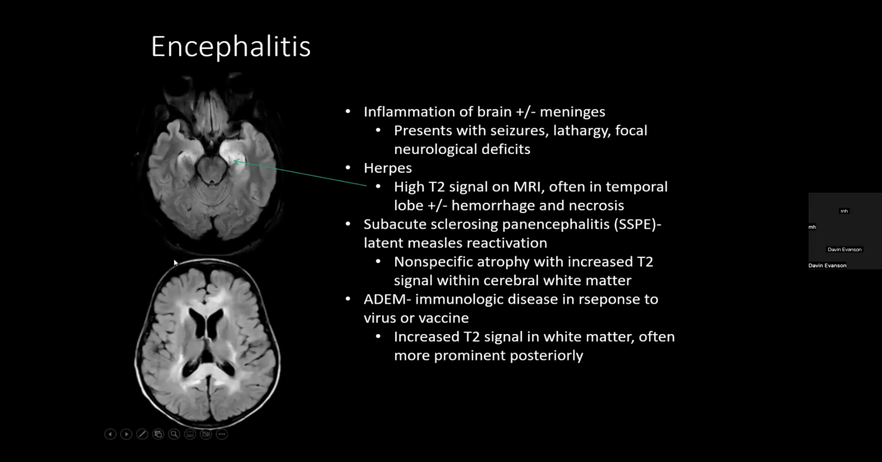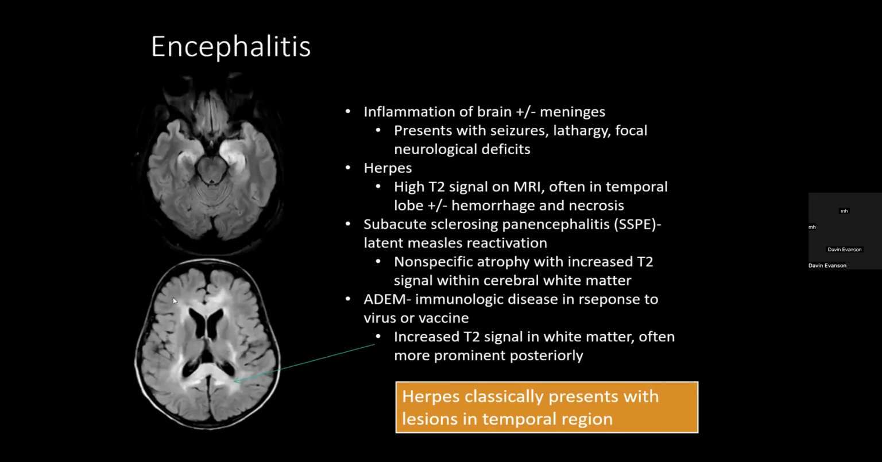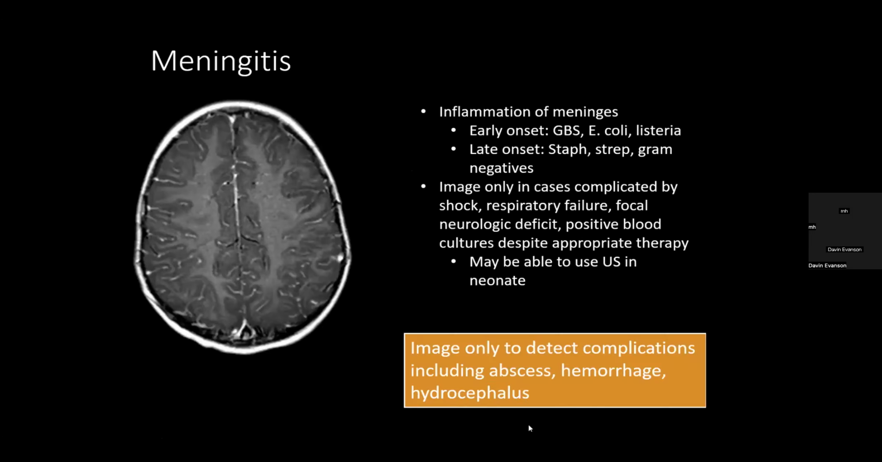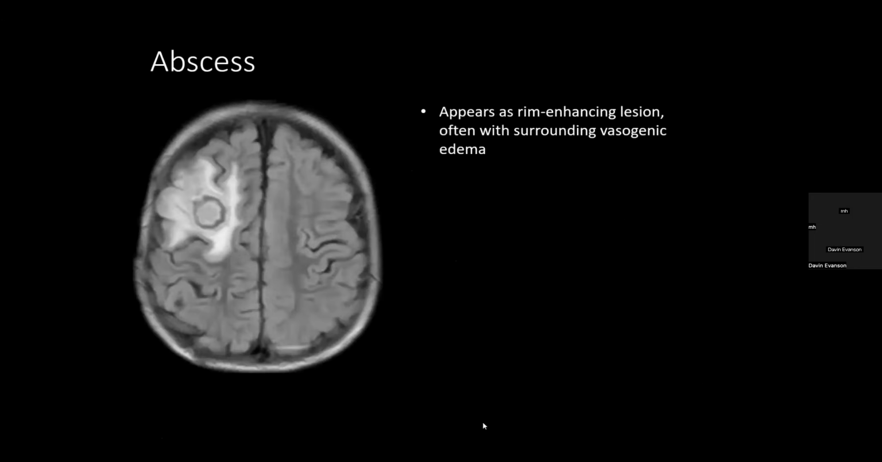Encephalitis will be best picked up with MRI. Again, you watch the intro to MRI video. Some more details about that. Herpes, always worry about it if you have disease in the temporal lobes. Meningitis, very scary diagnosis. Hopefully we have a positive lumbar puncture and we're looking for complications such as abscess.